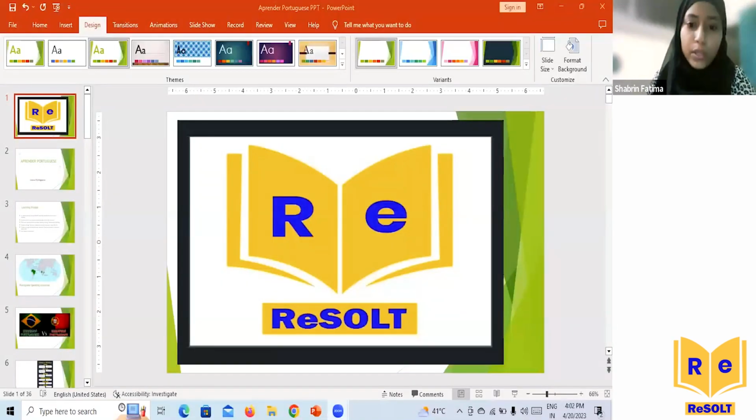Portuguese language. I am the assigned teacher for Portuguese language in ReSOLT. As you all know, ReSOLT is the platform where we can learn so many languages; it's multilingual. They are offering so many languages, so people can join ReSOLT and learn different languages apart from their mother tongue. Portuguese is one of the languages I am assigned to.